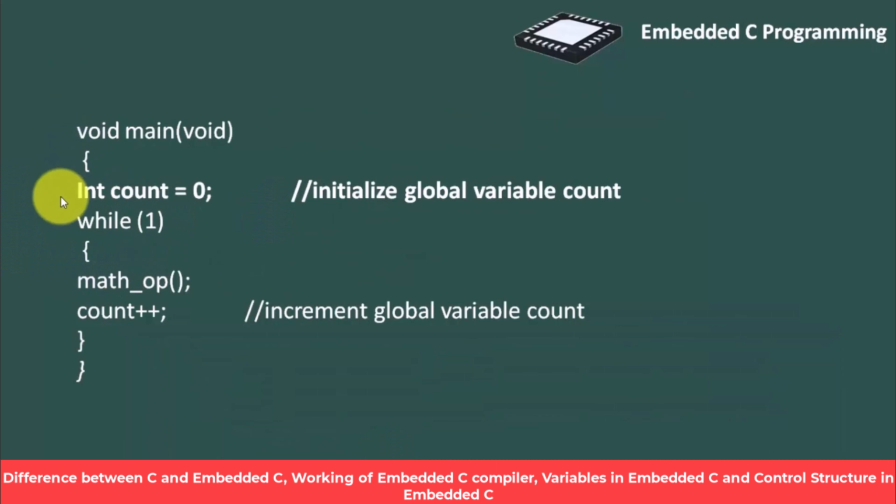Here is the code that explains the initialization of global variable count. Here we haven't used the static keyword since this variable is inside the void main function, hence we don't need to write static in front of int.